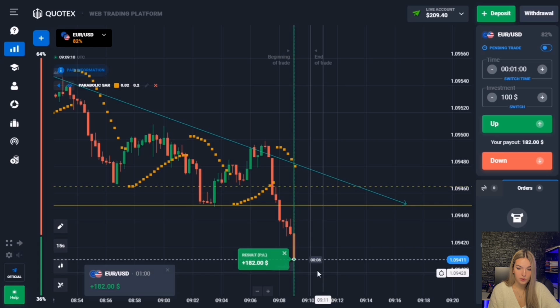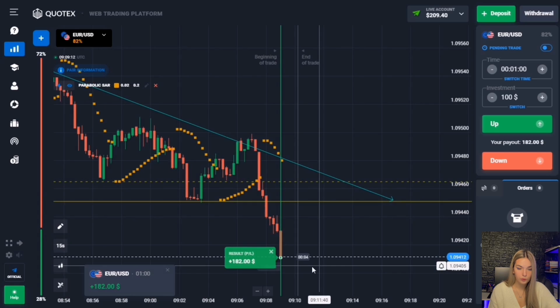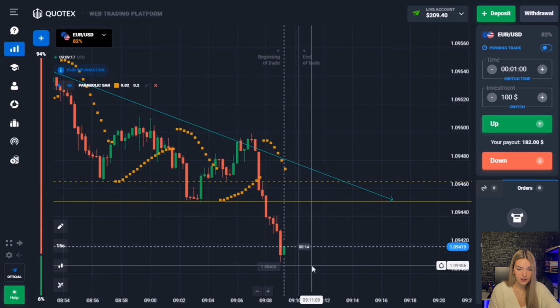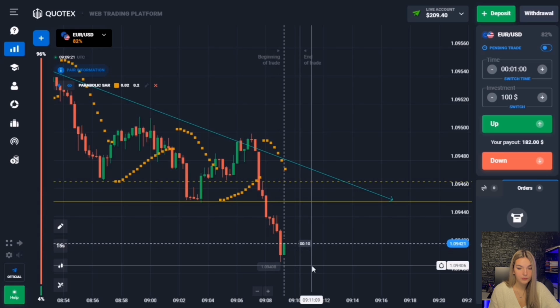Quite well friends, as you can see the price continued its downward movement and we got a great profit. 1 minute was quite enough and the indicator suggested a good entry point. While everything is going well, let's continue to look for the next situation in the market.